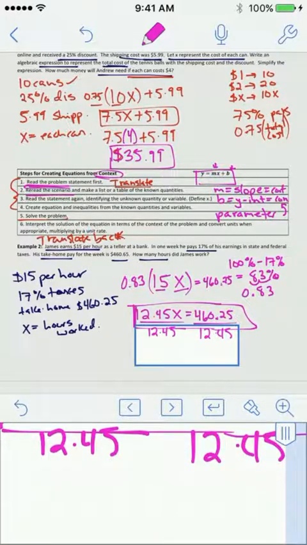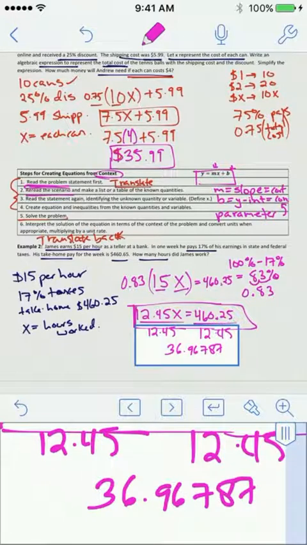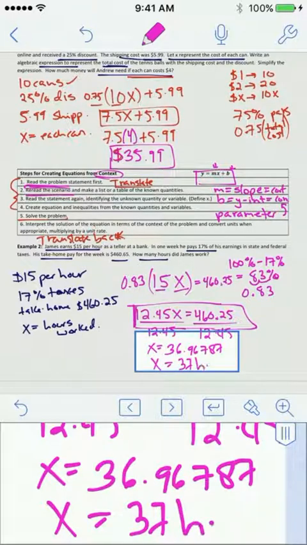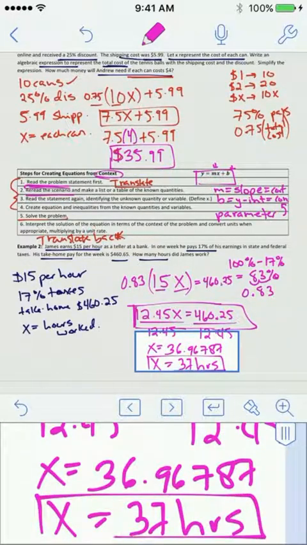We get about 36.96787 is what we have. So I'm going to round that up to 37 hours. So x equals 37 hours. And what we just did at the end, the 37 hours, that'll translate back.